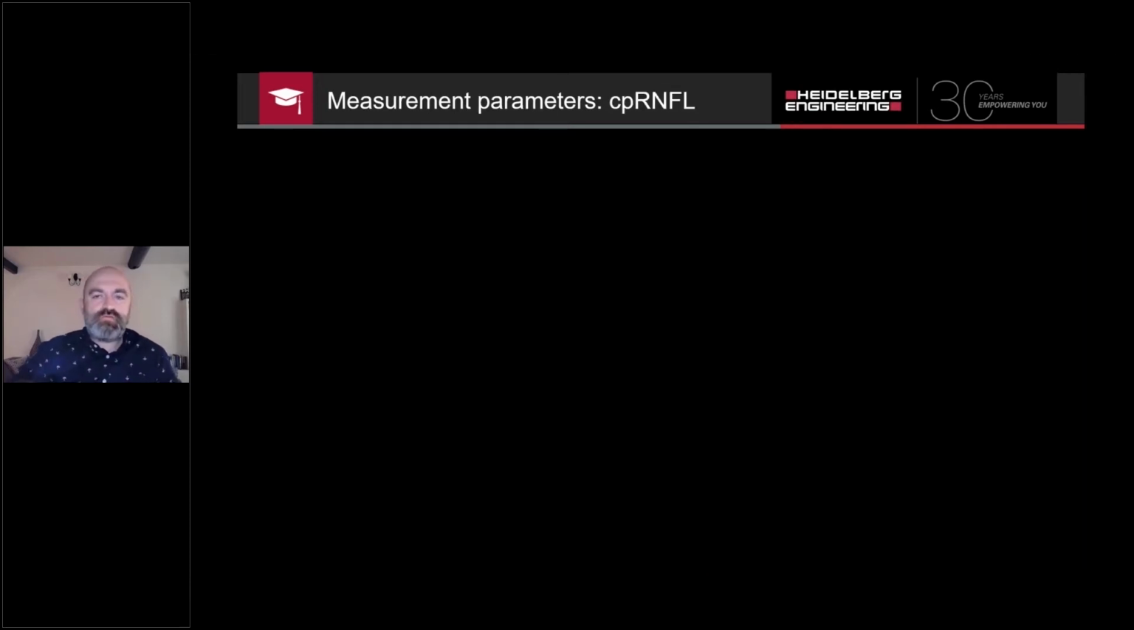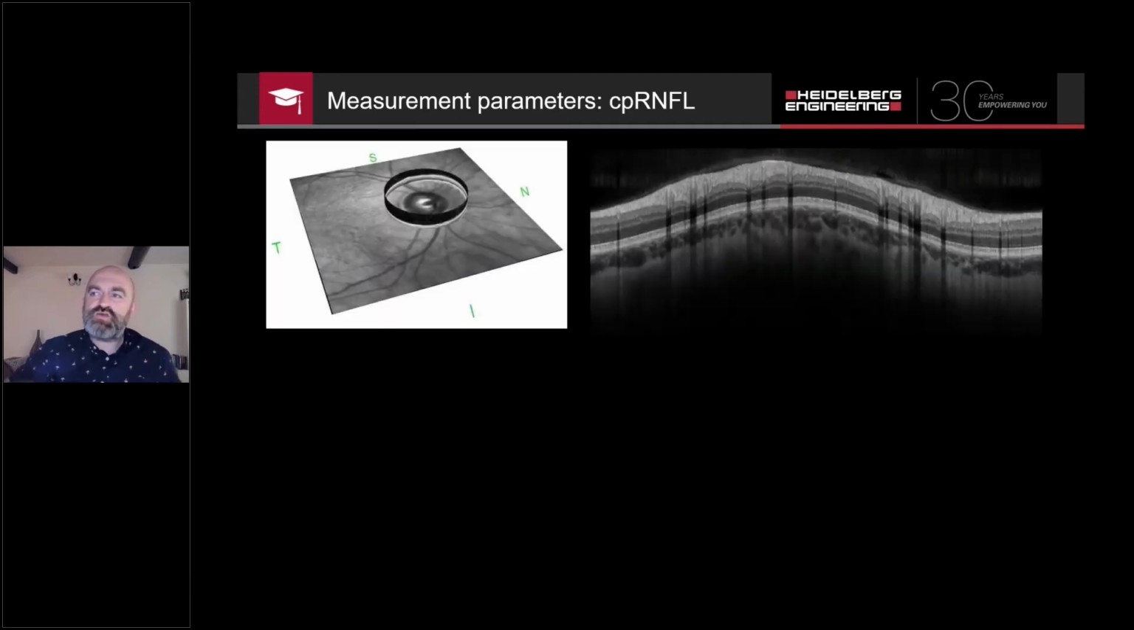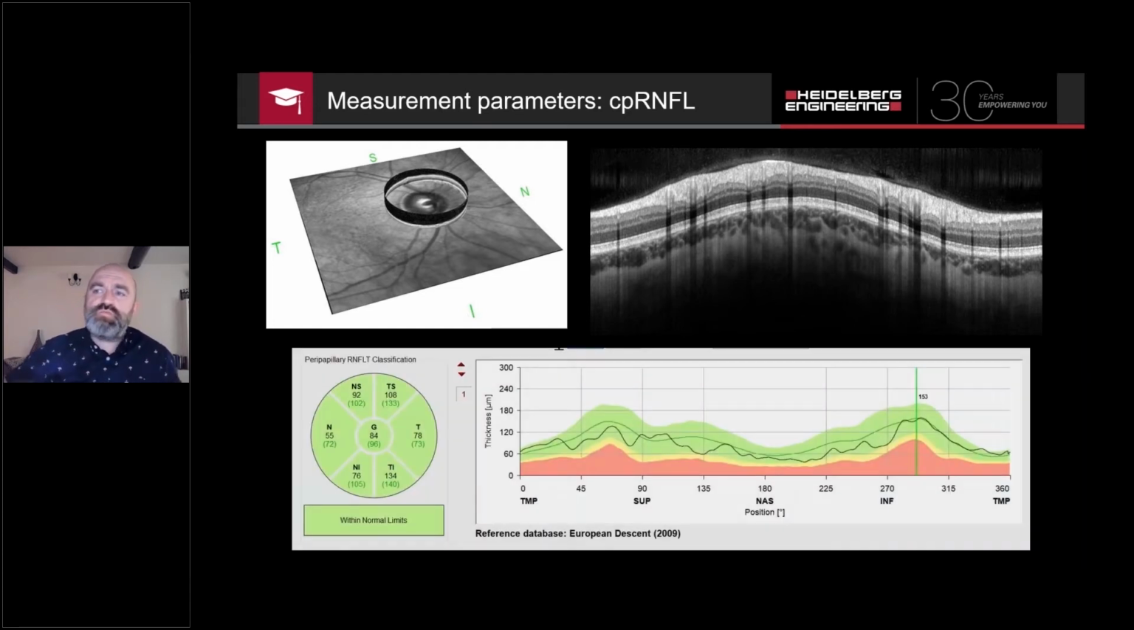The most common pattern, as I mentioned, is of course the circle scan. Now the circle scan is great. It's a circumpapillary OCT line that goes all the way around the optic nerve and gives us this B scan, and allows us to segment the nerve fiber layer all the way around the optic nerve head. And this is what's commonly measured against the normative database.